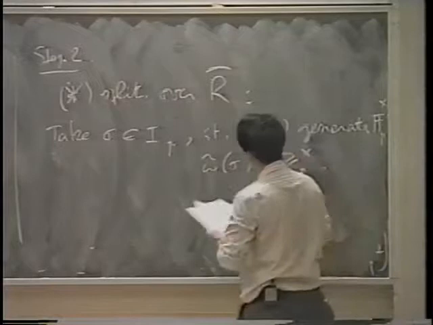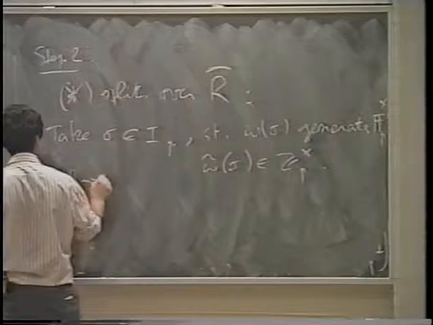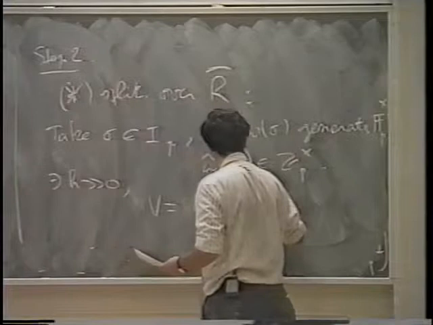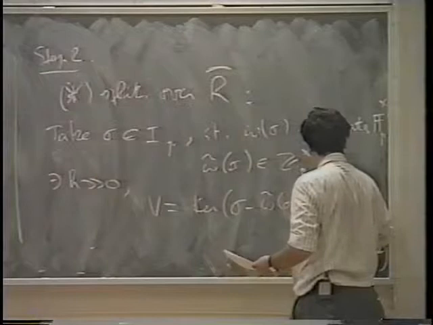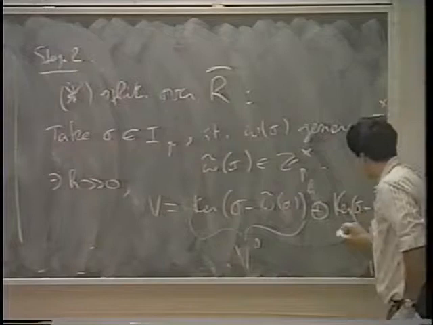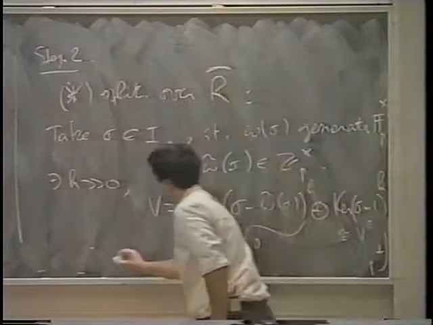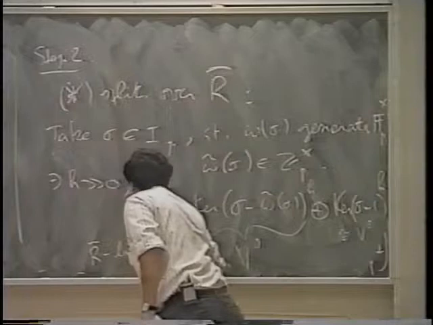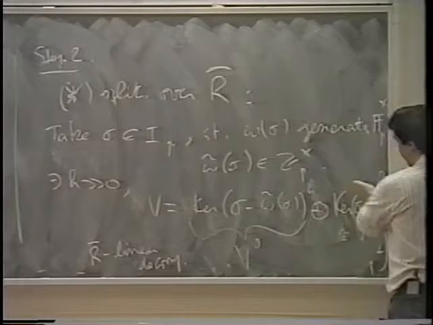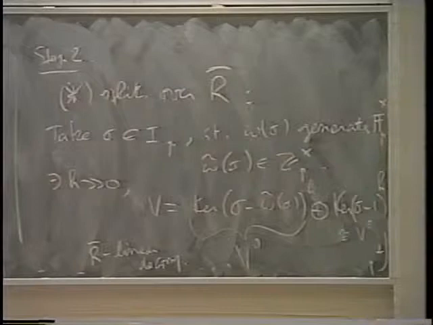And then I claim that there exists an integer h sufficiently large such that V is the direct sum of the kernel of sigma minus omega tilde sigma to the h plus the kernel of sigma minus 1 to the h. And this is exactly V0. Therefore, this is isomorphic to V_E. This is an R bar linear decomposition. Okay, so it's basically the Cayley-Hamilton theorem. So you get this decomposition, and now the argument is just abstract algebra once you have this.